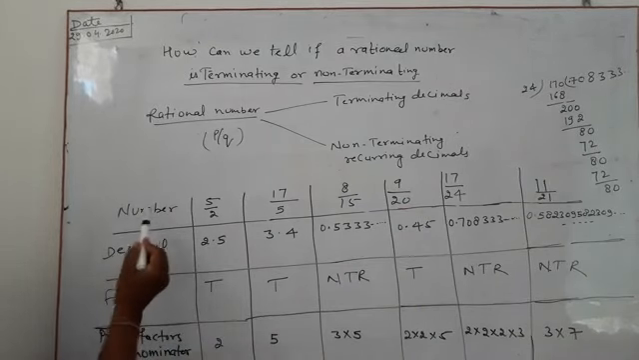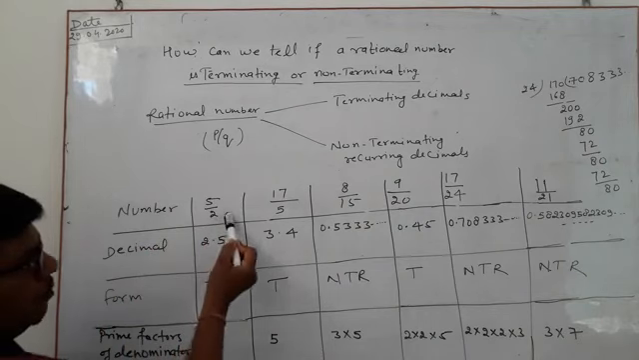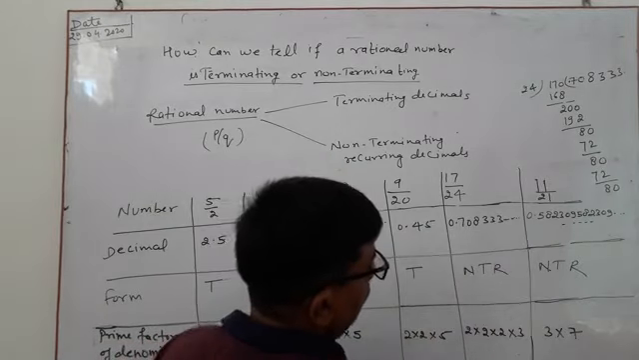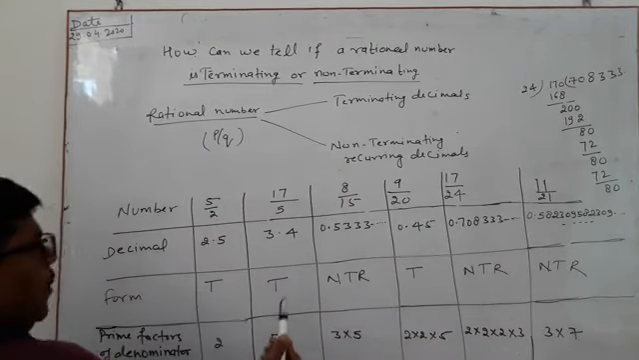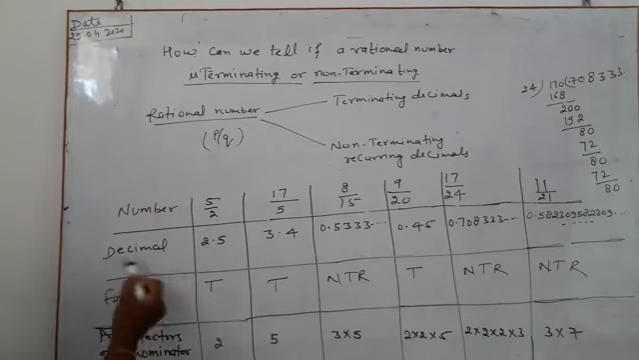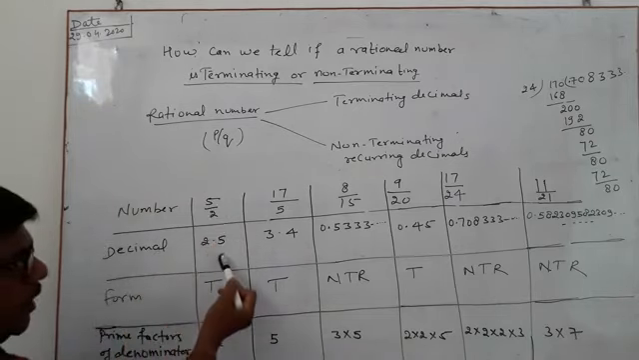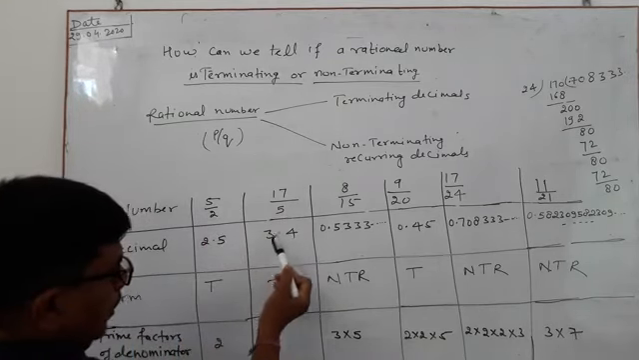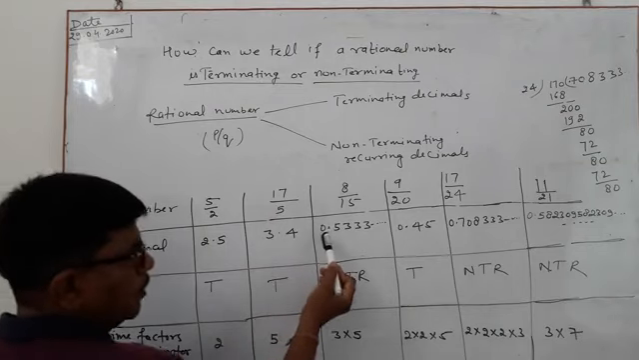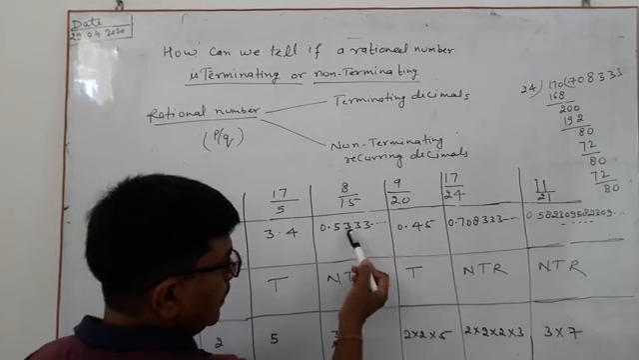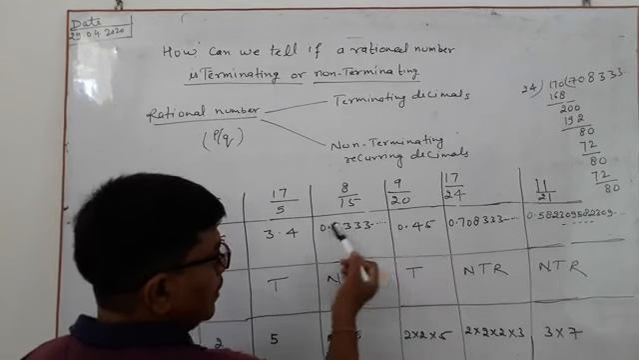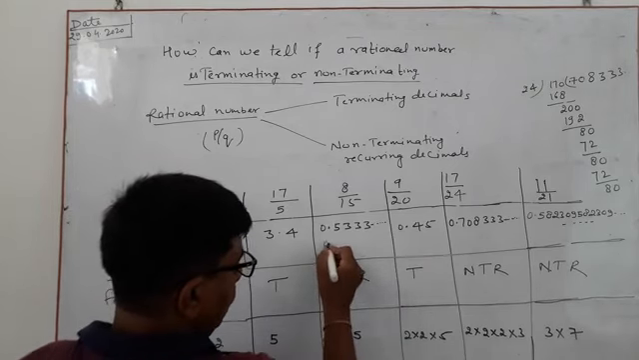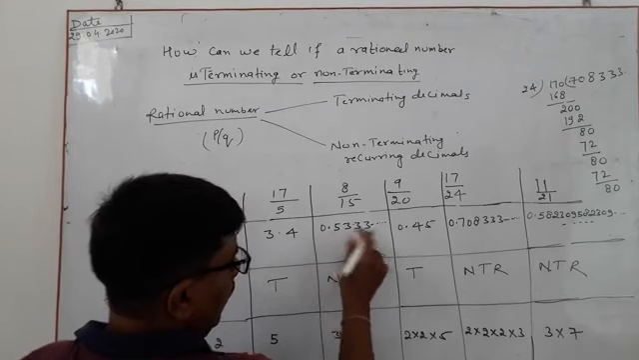The numbers given as fractions are 5 upon 2, 17 upon 5, 8 upon 15, 9 upon 20, 17 upon 24 and 11 upon 21. The second column is decimal. It means you have to convert these fractions into decimals. Now we get 2.5. 17 upon 5 gives 3.4, and this one is 0.5333 and so on, that means 3 repeating indefinitely. We can write this as 0.53 bar.